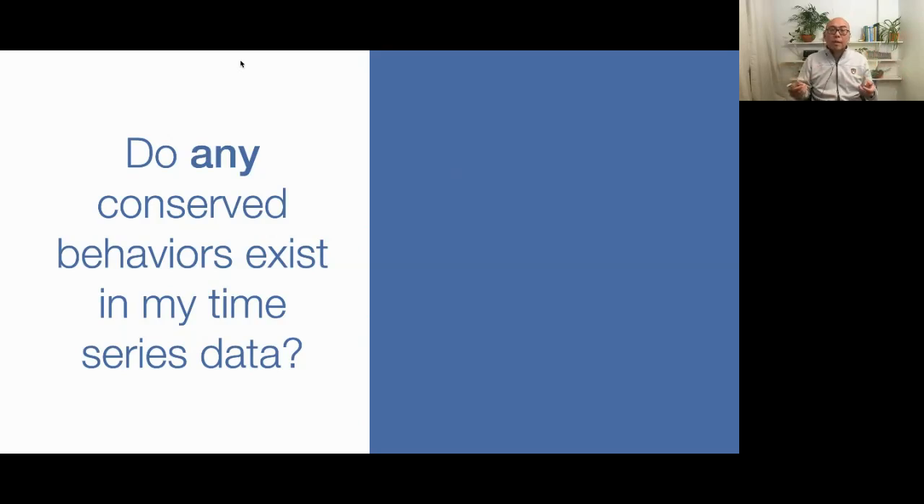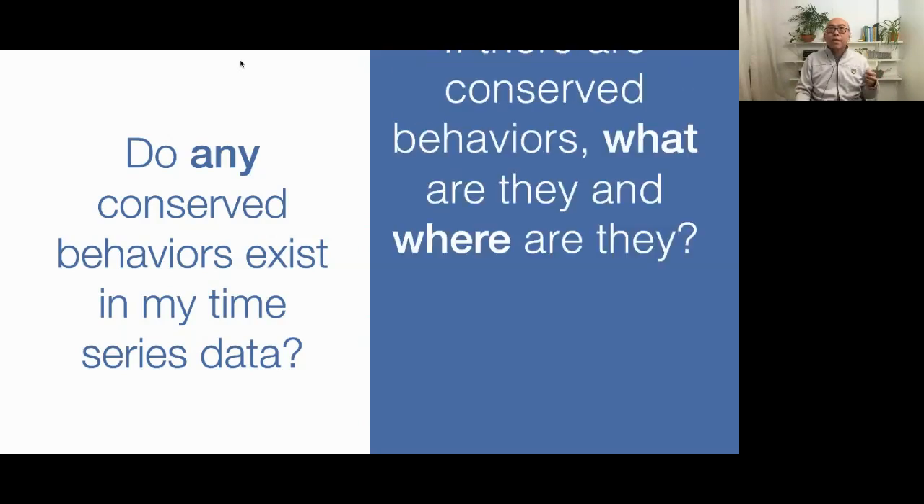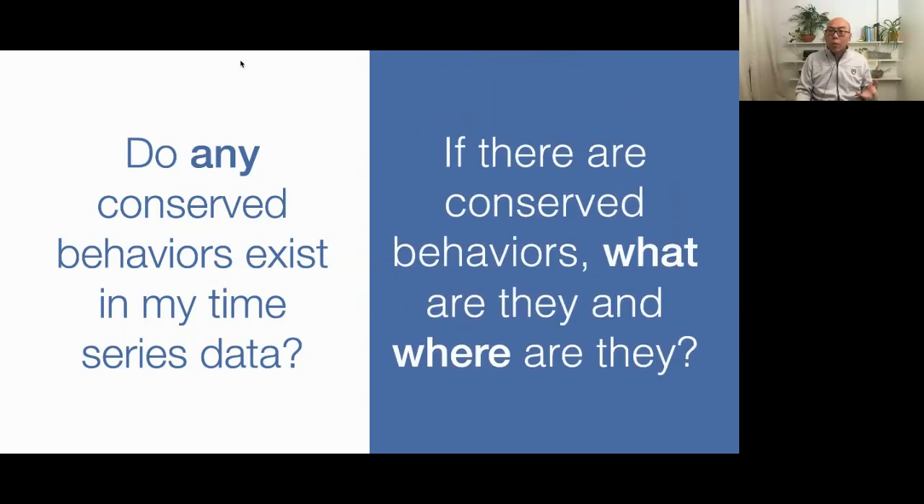So we don't make the assumption up front that a pattern must exist. We should ask the question, do any conserved behaviors exist? And then if there are conserved behaviors, where are they in our time series? And what are they, right? Whatever tool we come up with should help us answer these two key questions. And this will really help us simplify the process of analyzing any time series data in general.